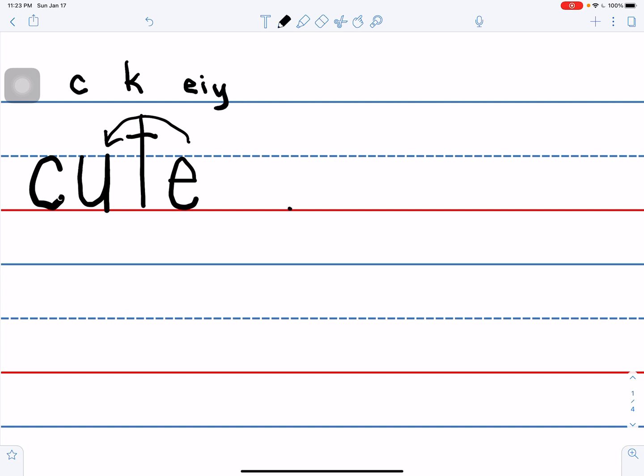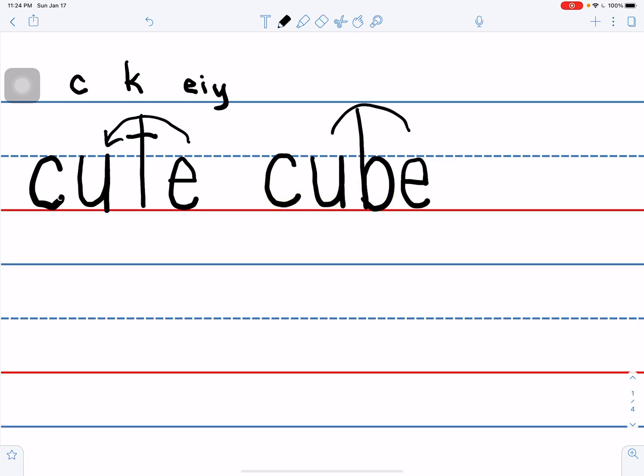Okay, next word, cube. Let's spell it. K. Uh-oh. C or K? Well, the next letter is U, so we're going to use a C. K. U. B. Am I done? No, that would say cub. I need an E to make the U say U. Cube. And I've got the E making that U say U.